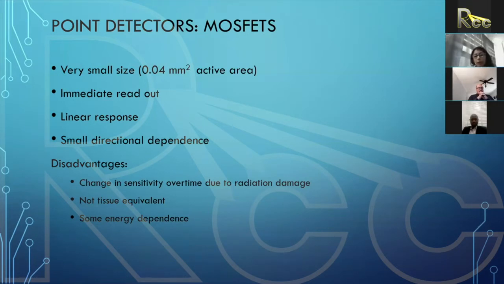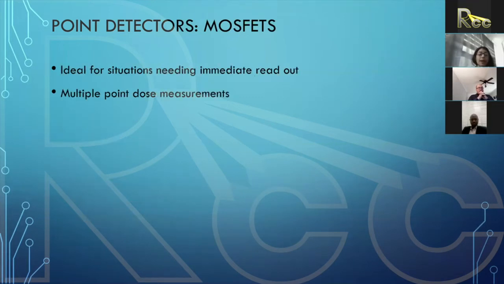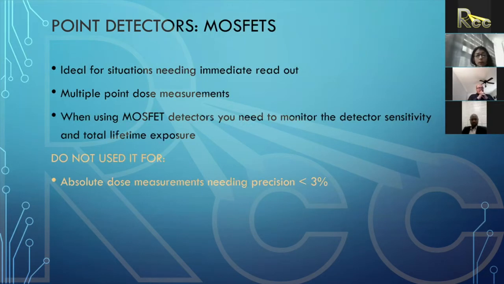For example, in my clinic, we don't have MOSFET detectors. They are ideal for situations needing immediate readout. You can have multiple dose measurements. Do not use MOSFET detectors if you want to do dose measurements needing a precision below 3 to 5%.